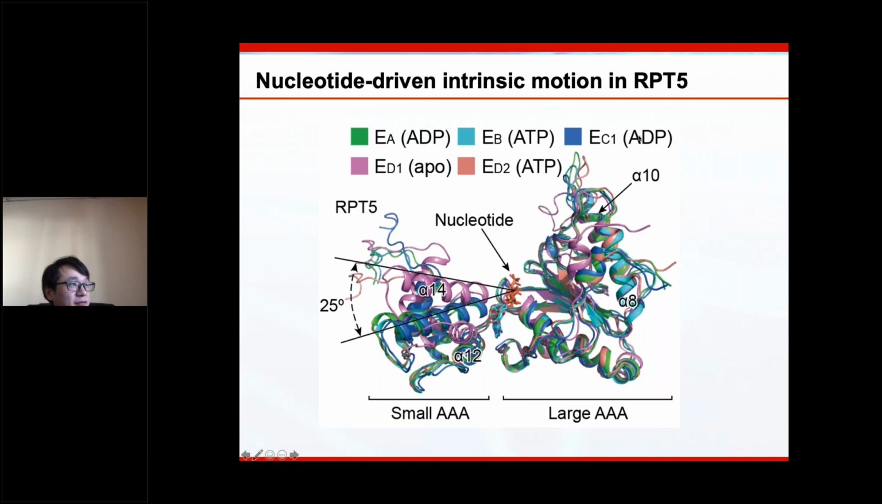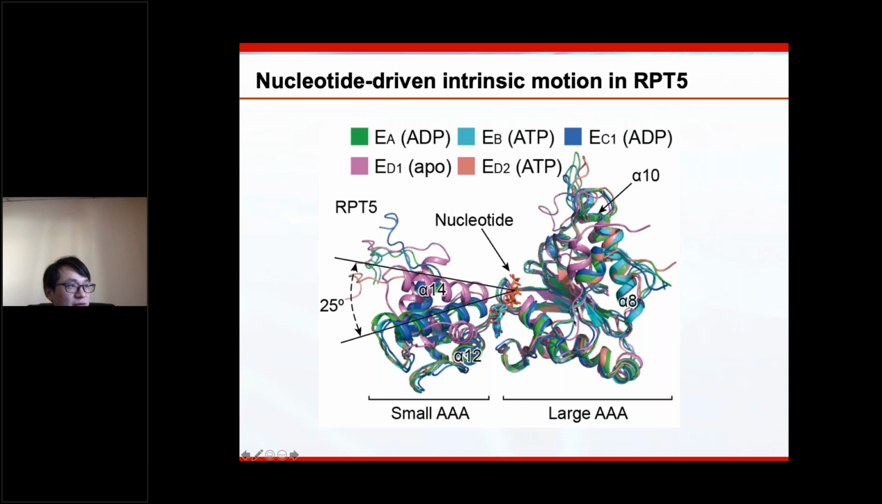If you compare the 5 states of RPT5, it's only the apo-like state, which in this case is ED1, that shows almost 25 degrees of rotation between the small and large AAA subdomains, while the other 4 states are bound with either ATP or ADP.